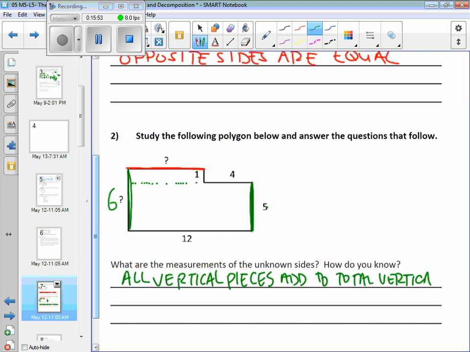Okay, using that same idea now for horizontal. The whole entire thing is 12. But look, from here to here is 4. That's 4. 4 plus what makes 12? 8. My horizontals have to add up to my total too. So this is 8, this is 4, that adds up to my entire 12.